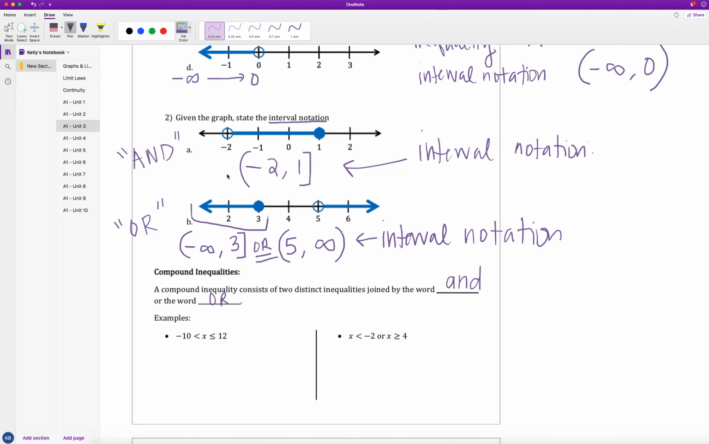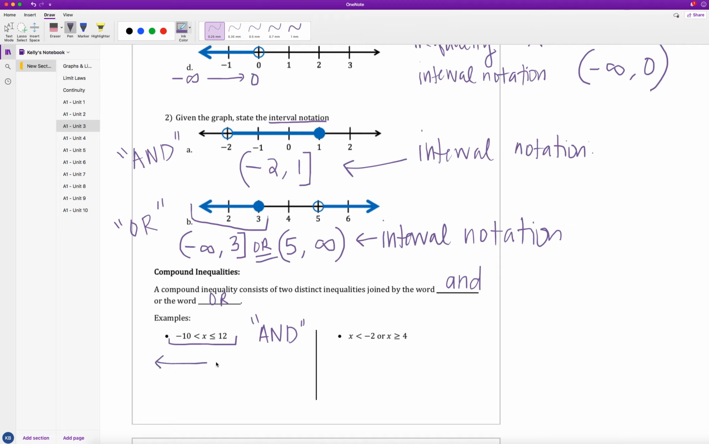The reason the first one is an AND is because I can be both less than 1 and bigger than -2 at the same time. So it is possible to be bigger than -2 and less than 1. Because I can be both of them at the same time, we usually write it as one inequality. In our example below our definition, this first example is an AND because I have x sandwiched in between -10 and 12. So this is an AND statement because x is both less than or equal to 12 and bigger than -10 at the same time.